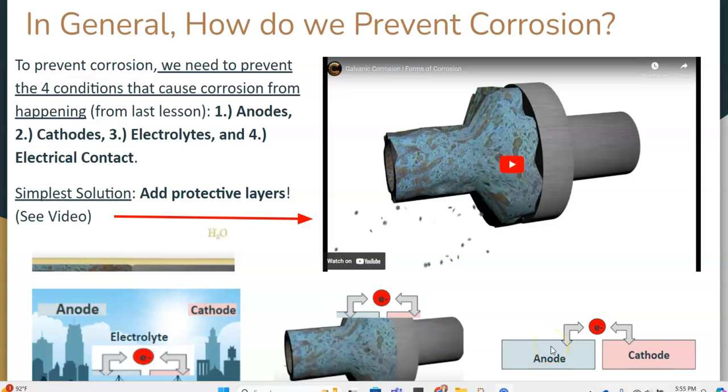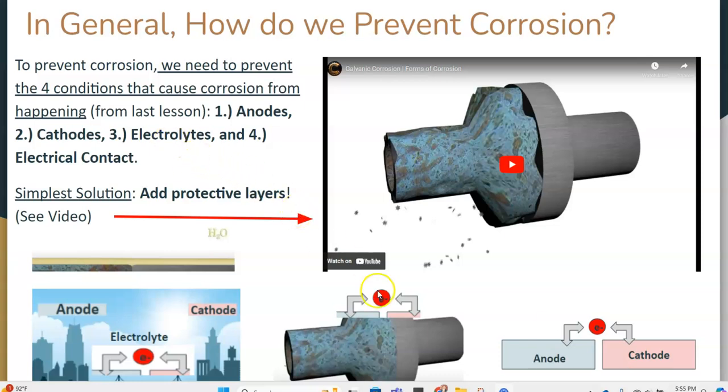Essentially what happens is that there are four conditions that exist to have any type of corrosion. You have to have an anode, which gives away electrons. You have to have a cathode, which accepts the electrons, which very often on aircraft comes from two dissimilar metals, such as a titanium bolt on a piece of steel or something like that.